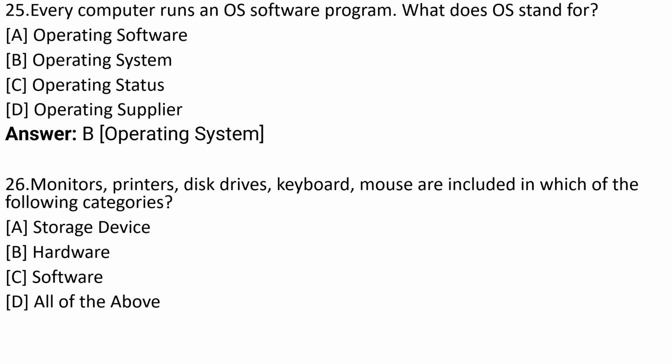Question number 26. Monitors, printers, disk drives, keyboard, mouse are included in which of the following categories? Option A, storage device. Option B, hardware. Option C, software. Option D, all of the above. And the answer is option B, hardware.